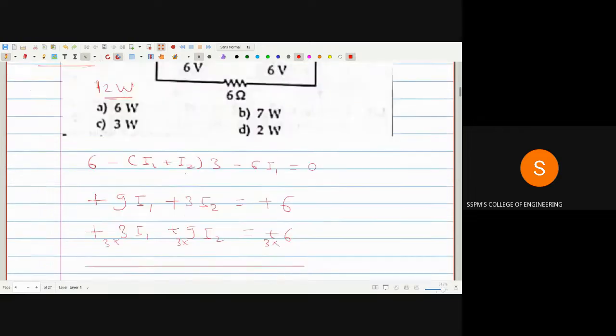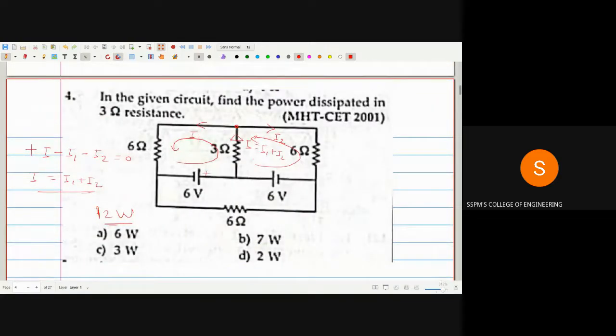So how much current is flowing through 3 ohm? I1 plus I2. The current flowing in 3 ohm is 1 ampere. Isn't it? किती असणार आहे? 1 ampere असणार आहे. And power dissipation कसं काढणार? Power dissipation in 3 ohm is I square into R. आता I किती आहे तुमचा? 1 ampere आहे. 1 square into R किती आहे? 3 आहे. So what is the power dissipation? 3 watt येणार आहे. आन्सर काय येणार? 3 watt येते बघा. ऑप्शन नंबर 3 म्हणजे सी ऑप्शन येणार.